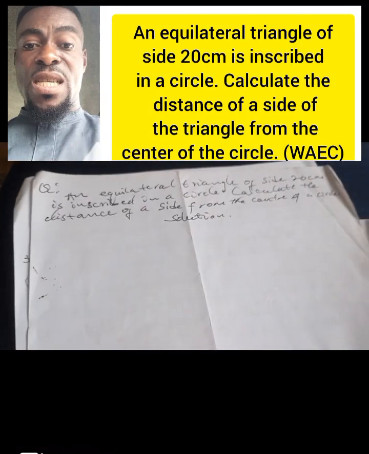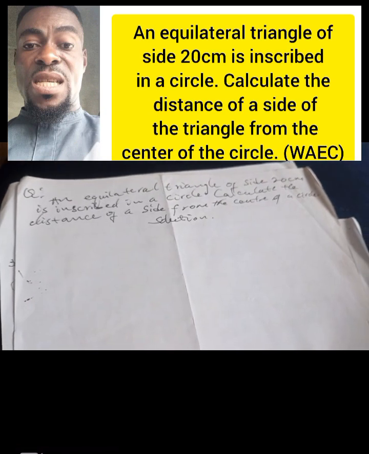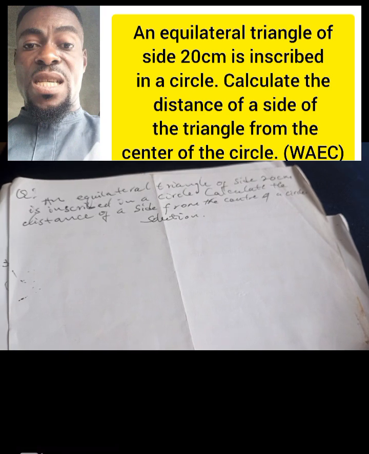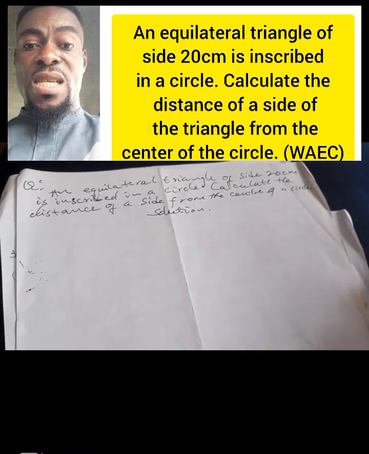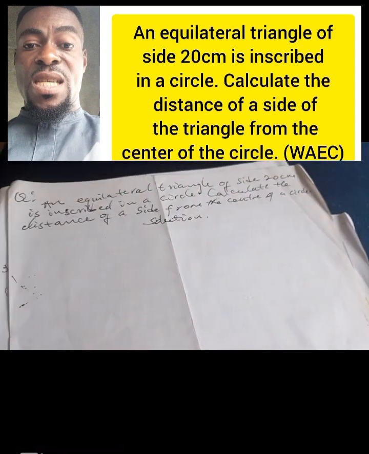Now, here's another question. An equilateral triangle of side 20 cm is inscribed in a circle. Calculate the distance of a side from the center of the circle. Now, what this question is saying is that you need to draw the circle. Draw a circle and label.